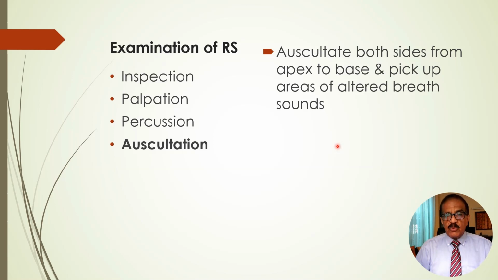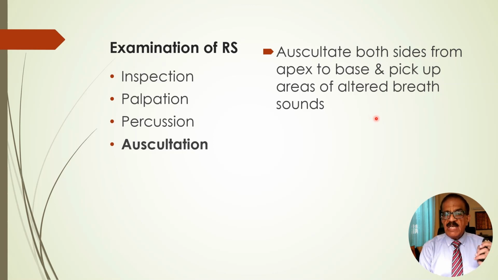So it is best to examine the exposed chest, and if the patient has a very wet chest, it is good to dry it, wipe it with a tissue paper. And if the patient has a very hairy chest, it is best to examine the chest with the bell, because the diaphragm is likely to give you wrong findings in this case. Again, auscultate both sides from apex to base and pick up any areas of abnormal breath sounds.